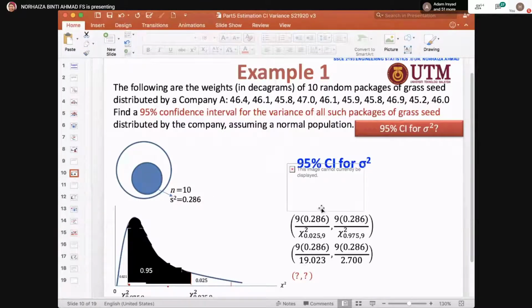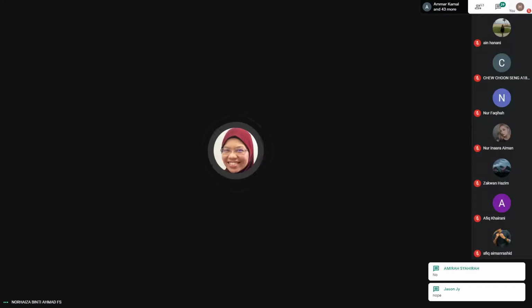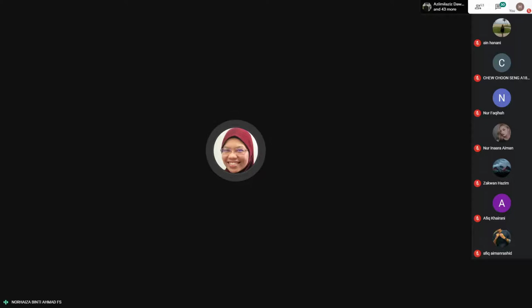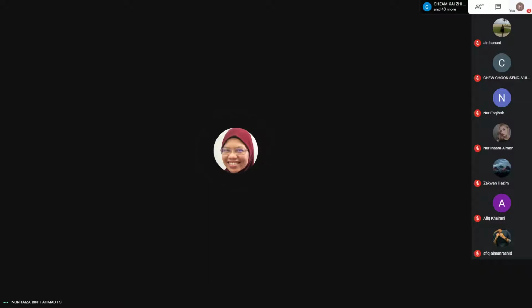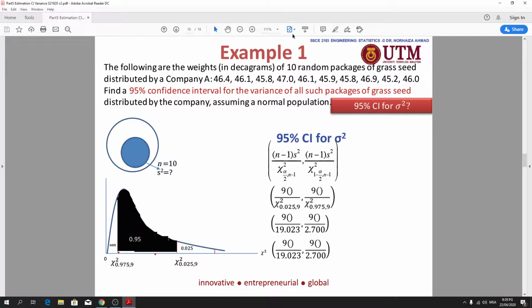Why is it like this? You guys cannot see the equation, right? Why did the equation not show up? Yeah, wait. I'm going to stop for a while and then I'm going to open up again. Open my file again. Okay, bear with me.